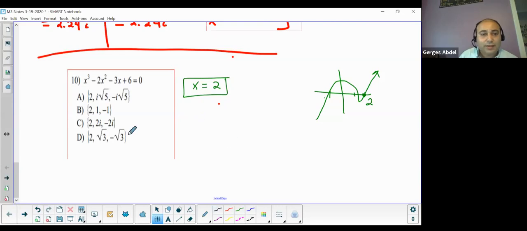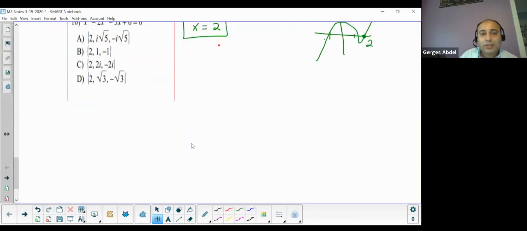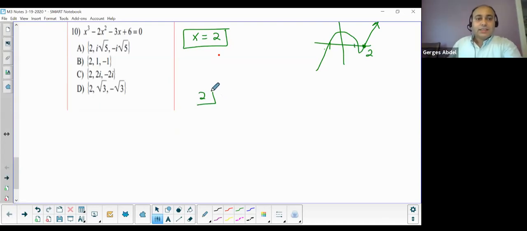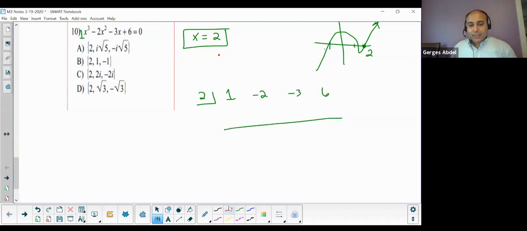We're going to follow the same thing, which is I am going to make my box right here. I put 2 inside the box, and let's put the numbers. There is 1 right here, and this is negative 2, so I'm going to put 1, negative 2, negative 3, positive 6. And now let's try to find the solution here. I will bring the 1 down. 1 times 2 is positive 2, gives me 0. 0 times 2 is positive 2. Add negative 3 plus 2 is negative 1. Negative 1 times 2 is negative 2.